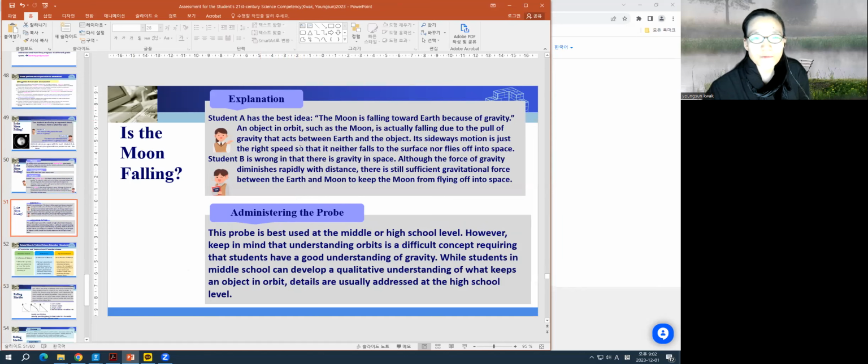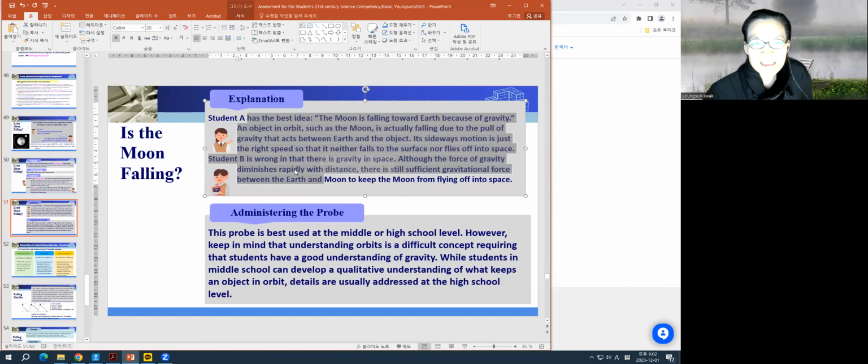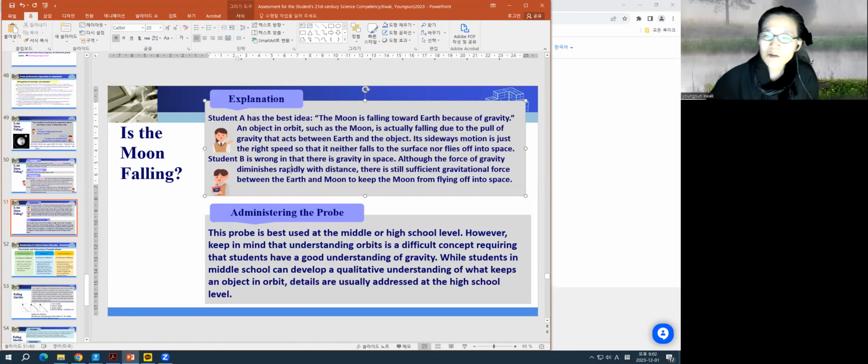You need to provide why student A is correct. It's not about finding out who is correct. It's about why she is correct. You need to probe your student to provide the rationale or evidence or data that support their response. So this probe is best used at the middle or high school level.